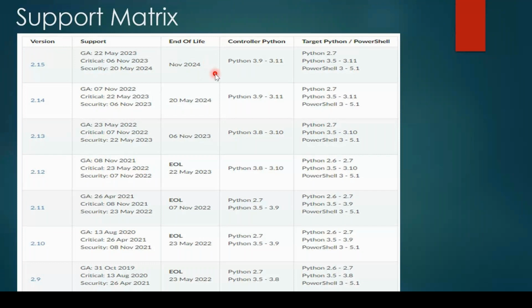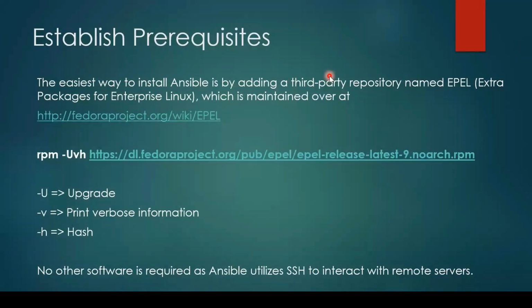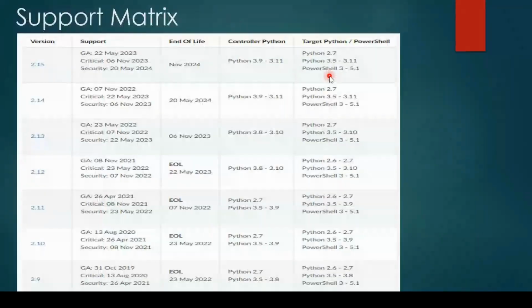Okay, that's why they released 2.16 now, which is going to be available next year only. The controller Python means the control node where you are installing Ansible. You don't need to install Python. If you install Ansible, it will install Python by default, and then it will install Ansible. So that's a dependency with Python.